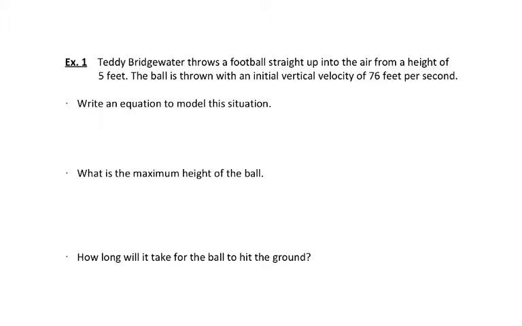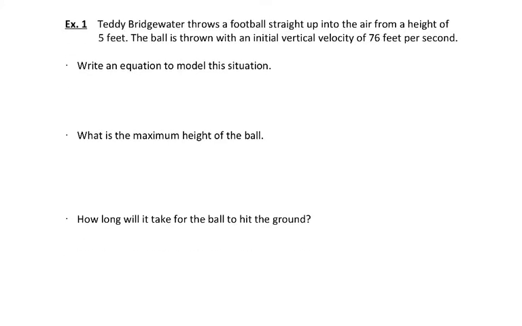So, here we are. Teddy Bridgewater throws a football straight up in the air. So here we are with one that's saying that, oh, guess what? When he throws it, it's from a height of 5 feet. Again, as I just mentioned, that's because Teddy Bridgewater is tall and not lying on the ground throwing this ball. And so we're going to say that his arm, or whenever it is released, is 5 feet above the ground. So we're going to write an equation to model this situation.